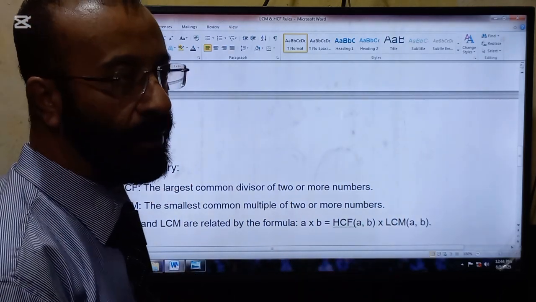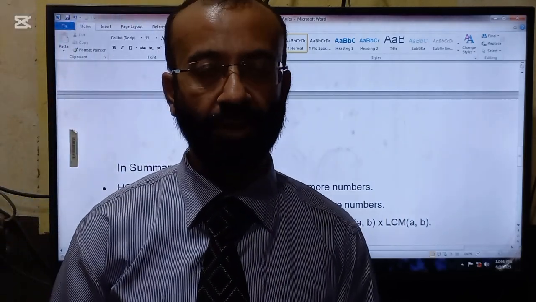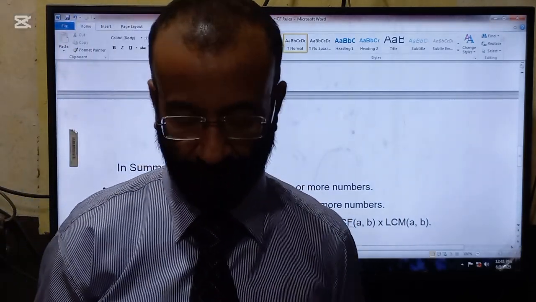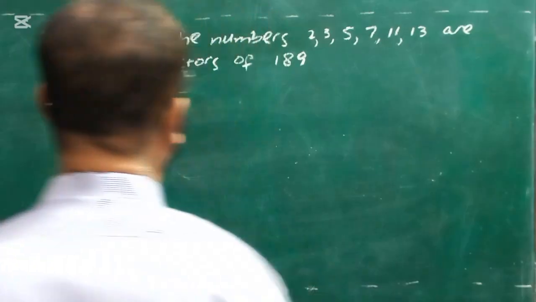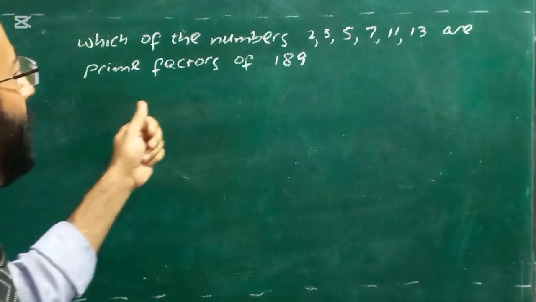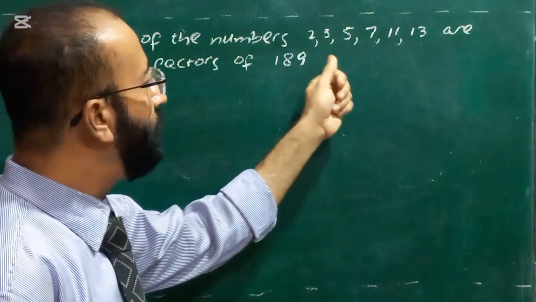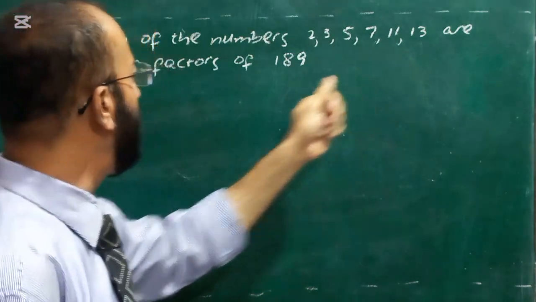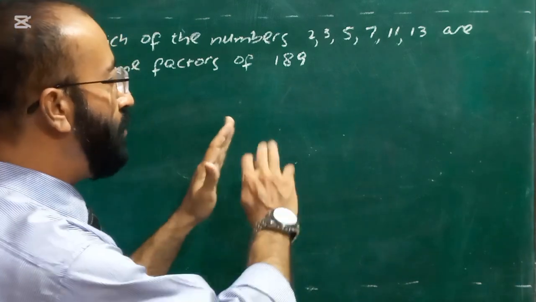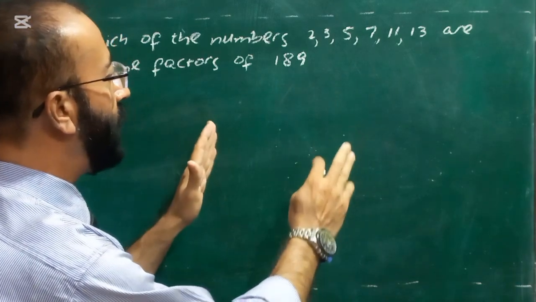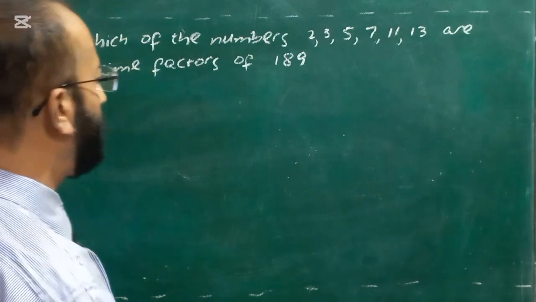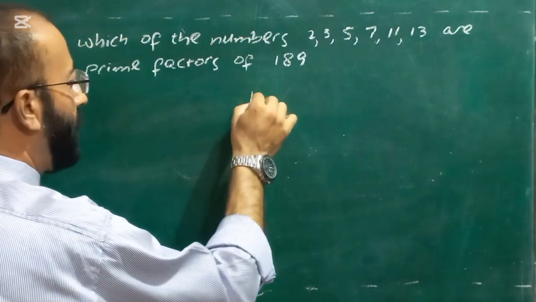So these are some concepts, and now we are going to solve these questions on the board. So come now. The first question of the topic is, which of the numbers 2, 3, 5, 7, 11, 13 are prime factors of 189? The method to solve this kind of question is, first we will find the prime factorization of this one. So look here, 189.